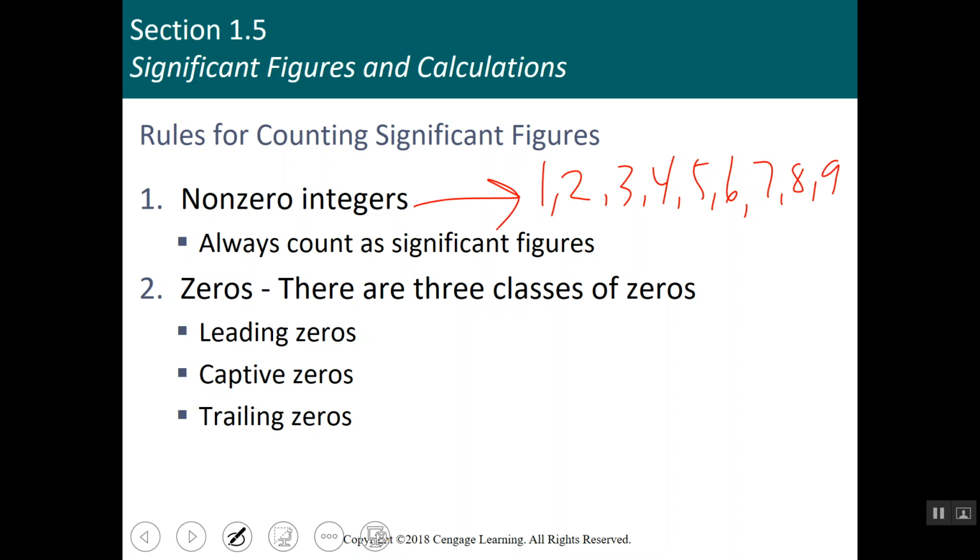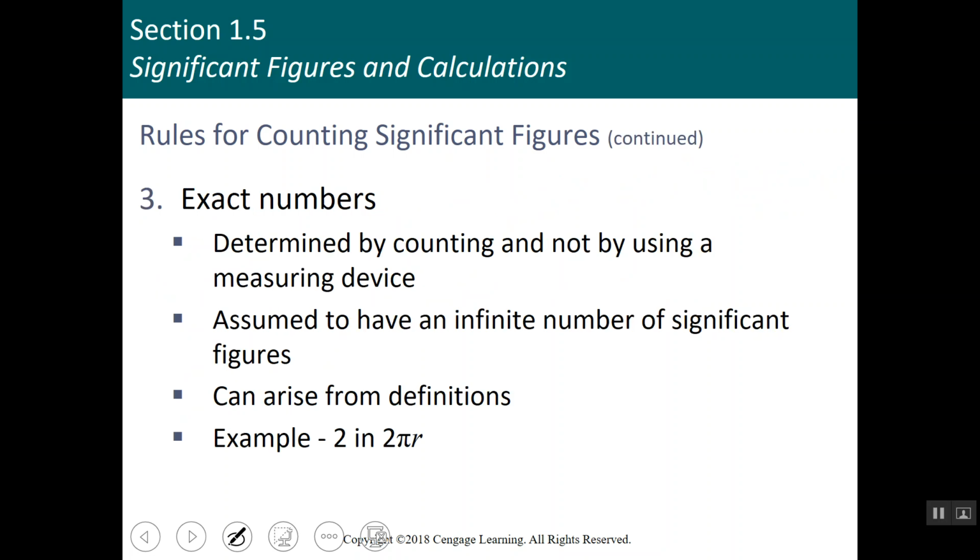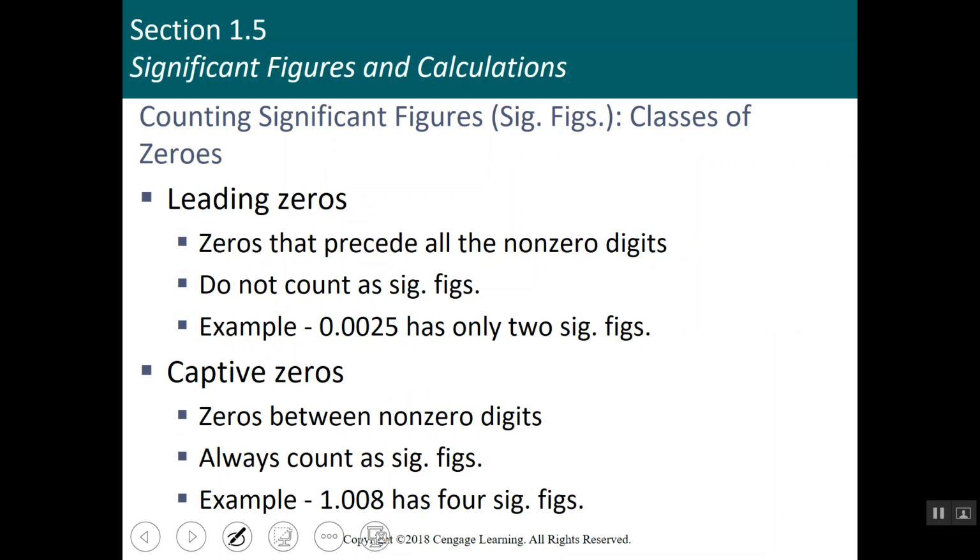Rule number 2 talks about zeros. There are actually 3 classes of zeros. There are leading zeros, captive zeros, and trailing zeros. And then there are exact numbers. Exact numbers really come more into play when you're doing calculations. When you look at exact numbers, you don't use those when trying to determine how many significant figures are in your final answer. So let's look back at the classes of zeros.